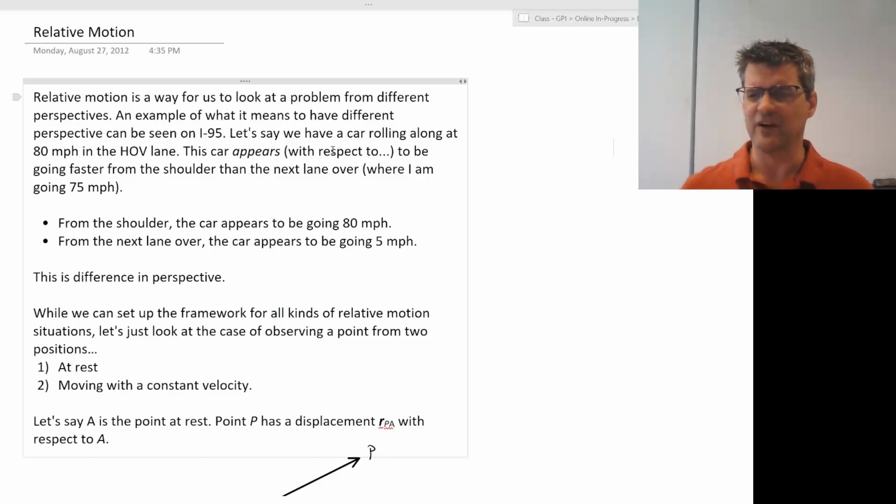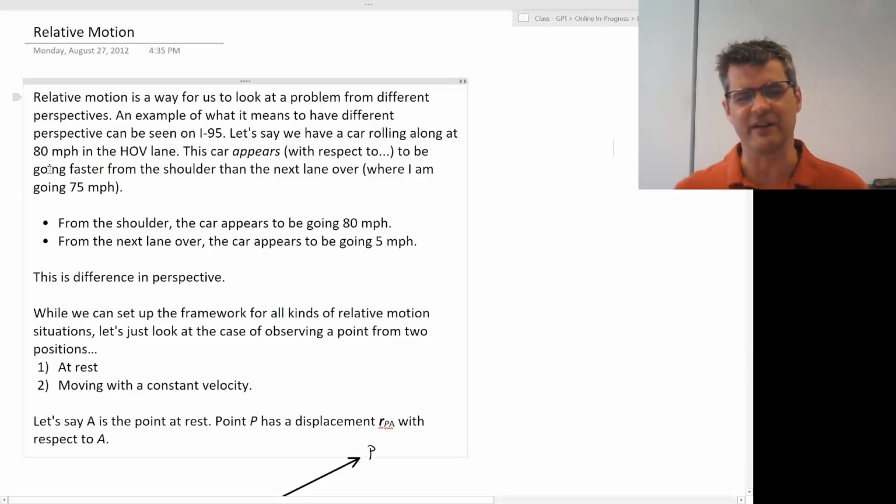So let's say we have a car rolling along at 80 miles per hour in what used to be the HOV lane, which is now the express lane, and I'm moving at some different speed. I'm one lane over from them, and I'm going 75 miles an hour. So both of us are moving at a pretty high rate of speed. If we were all to drive past somebody that's sitting on the shoulder, the person on the shoulder sees that one car in the formerly HOV, currently express lane, going at 80 miles an hour.